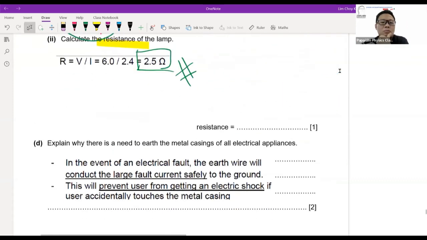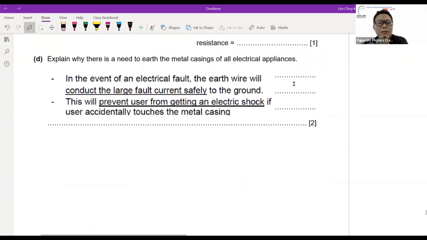Then after that, we move on to the last part. Part D: why is the earth cable needed? This is an easy answer. It is a very text-based answer, so I would say it's definitely doable for everybody.